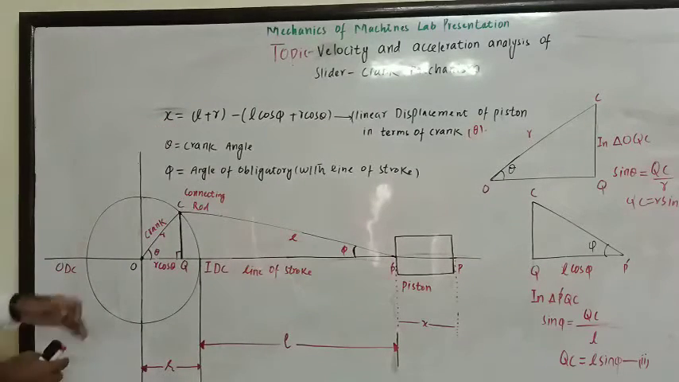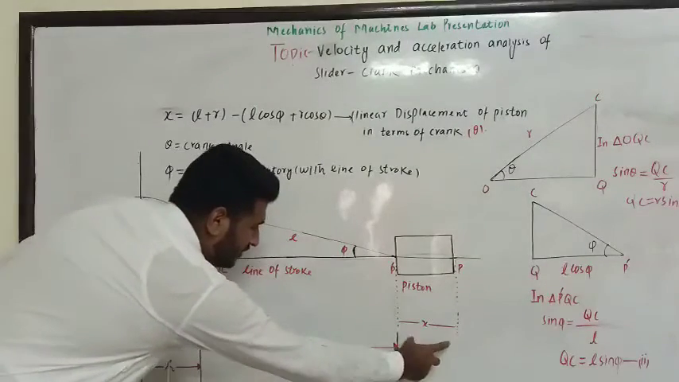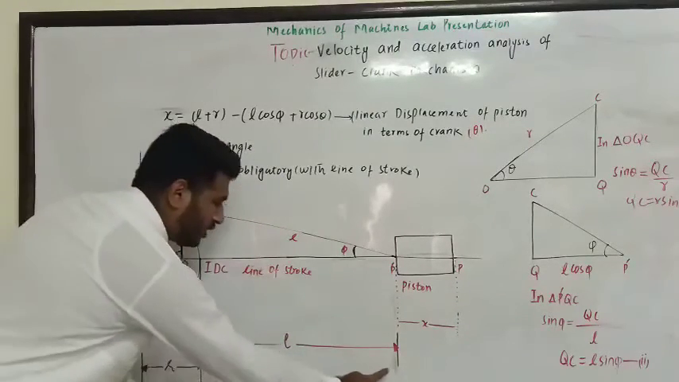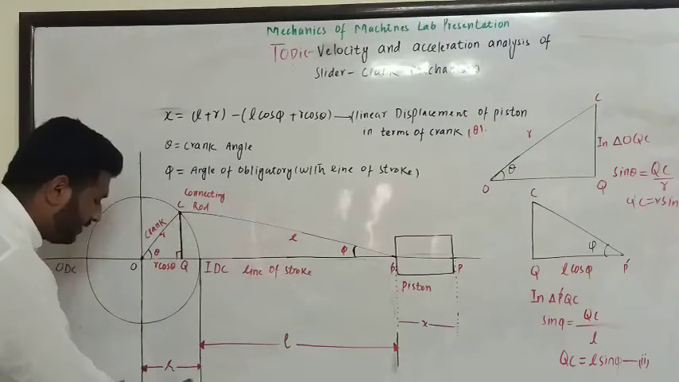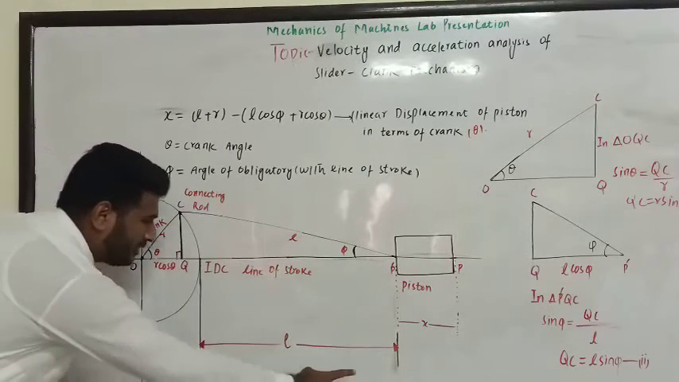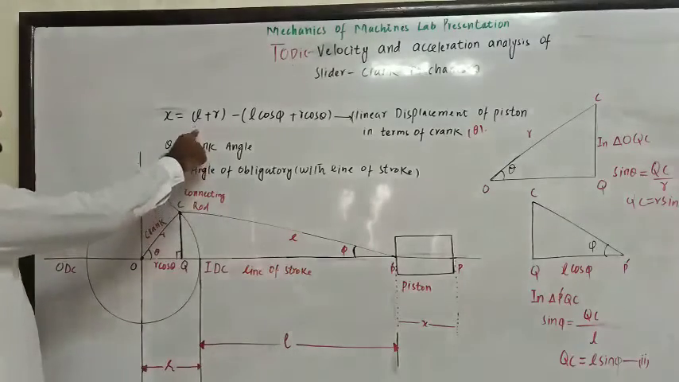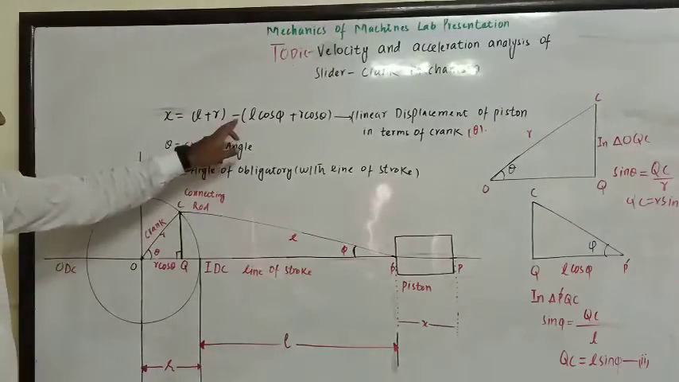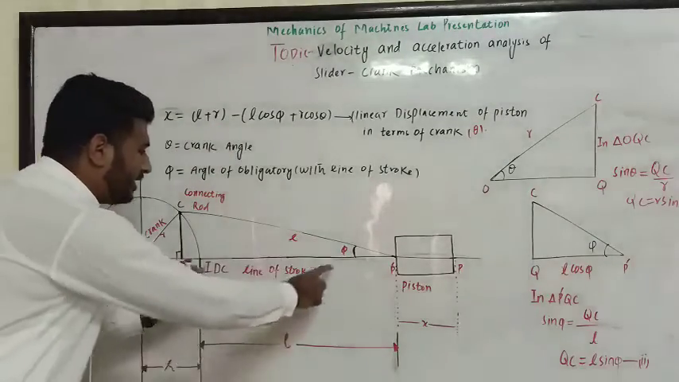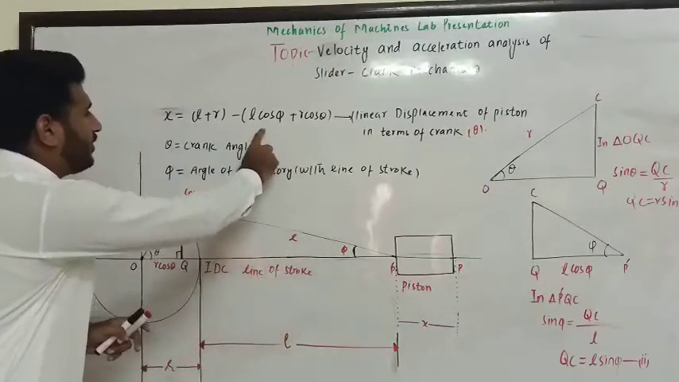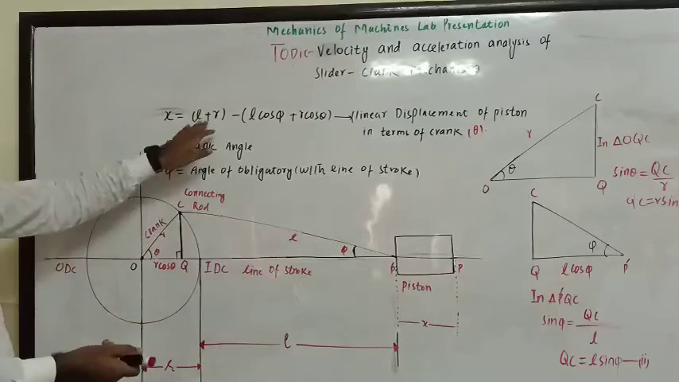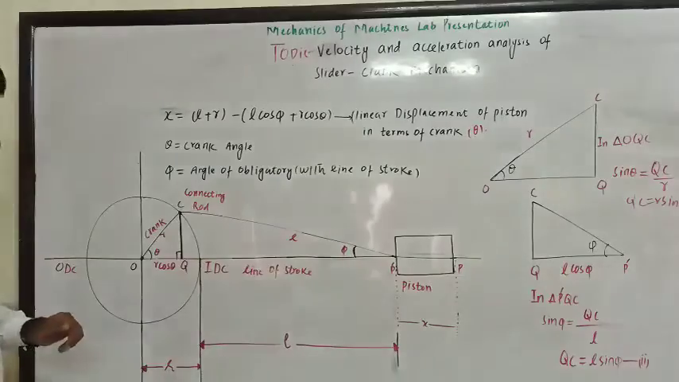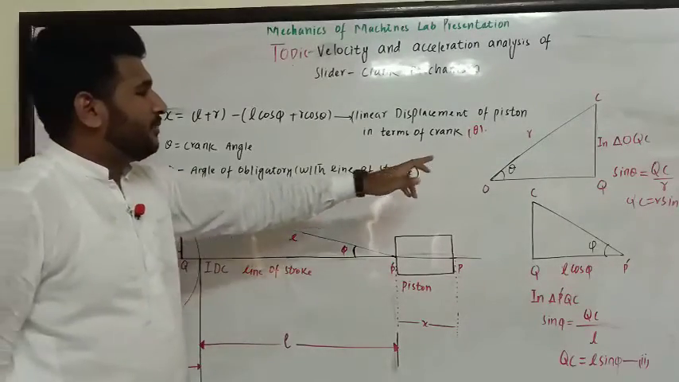From this diagram I get the following equation. If x is the distance moved by the piston along the line of stroke, L is the total length of the connecting rod, and r is the radius of the crank, then I can reach this result: L plus r, which is the total length, minus L cos phi plus r cos theta. If I subtract this from the total length, I get the distance moved by the piston along the line of stroke. We can understand this from these two triangles.